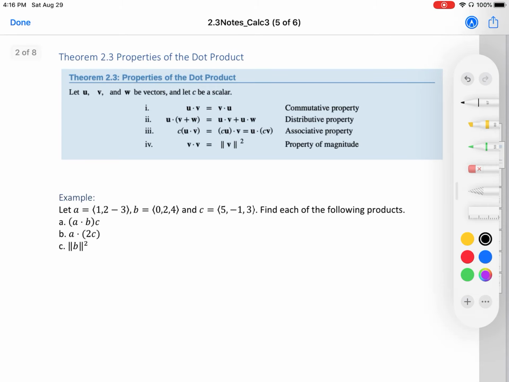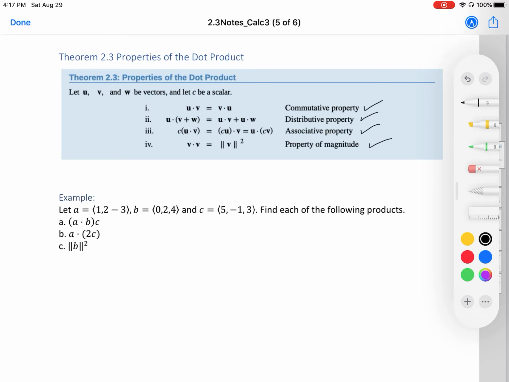Moving forward, 2.3 properties of the dot product. So let u, v, and w be vectors, and let c be a scalar. So first we have the commutative property, which tells us that we can swap the order in multiplication. We have the distributive property, the associative property, and the property of magnitude.